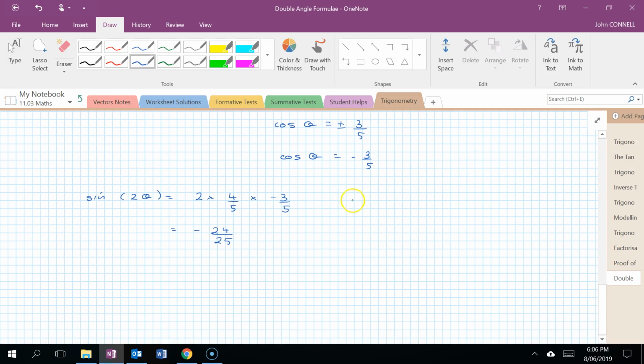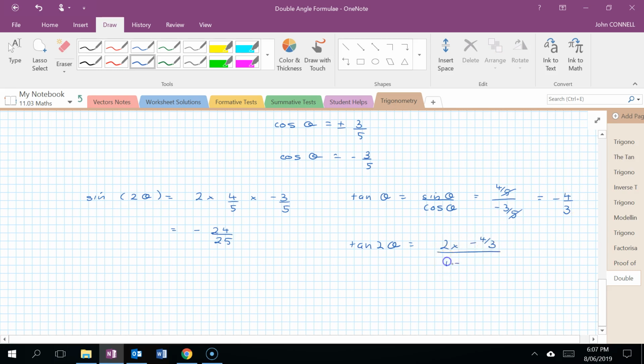Now for tan 2 theta, we're going to need tan theta. And we know that tan theta is sine theta on cos theta, so it's 4 on 5 on minus 3 on 5. When we have two fractions with the same denominator, we can just cancel the denominators, so it'll give us minus 4 on 3.